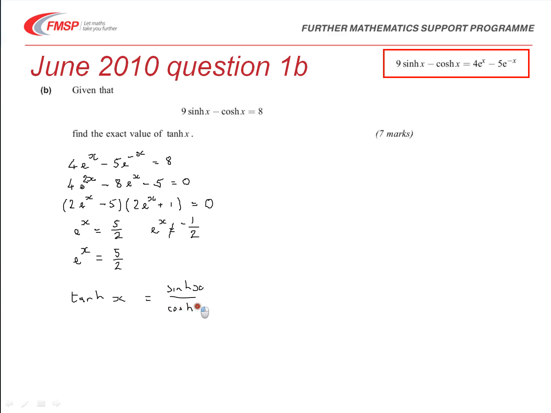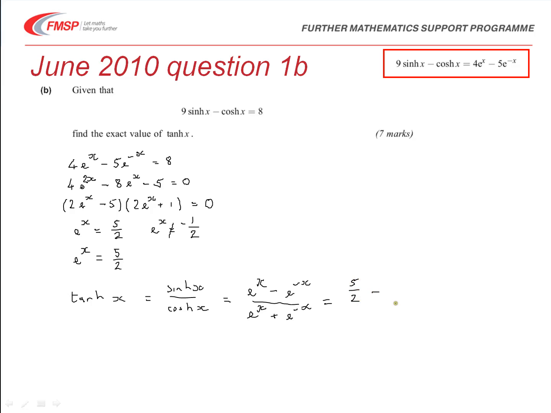And once again, we know that sin x is e to the x minus e to the minus x over 2, and cos x is e to the x plus e to the minus x over 2. So the 2's will cancel and just leave us with e to the x minus e to the minus x over e to the x plus e to the minus x. And the good news is we know all of these values because we've just found out that e to the x is 5/2.